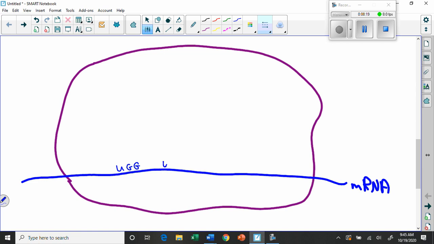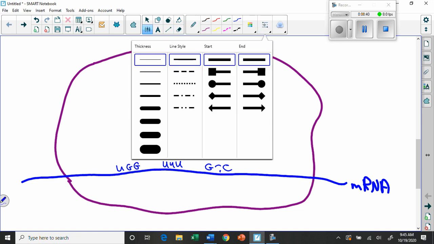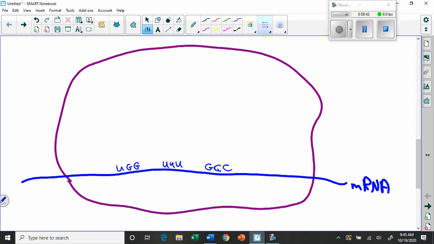And then UUU, and then GGC. So the spacing isn't really there, but just to keep the picture from getting too complicated, that's a GGC, that second one. I'm just spacing out the codons so you can see them, right? But you understand that they would be right next to each other. And this would be all lined along here with the codons.